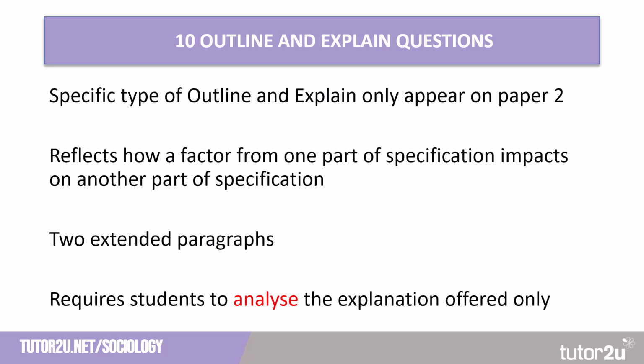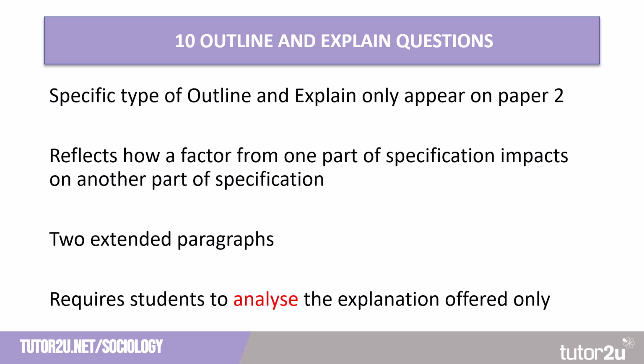On paper 2 of the AQA A-Level Sociology, the paper that deals with the different options that students study, there is a specific type of outline and explain question that only appears on this paper. It reflects how a factor from one part of the specification will impact on another part of the specification, and students need to make the links between two things that they are not usually taught together.